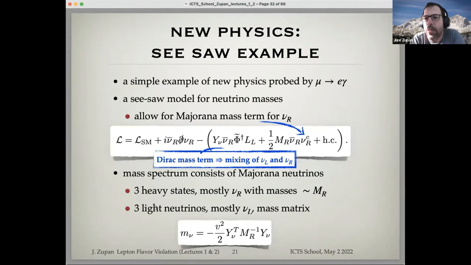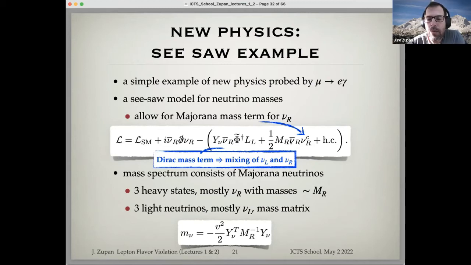Let's look at one example where mu to e gamma would not be so suppressed. We are halfway there already. We'll look at the seesaw model for the neutrino masses. Let's say that we introduce this right-handed neutrino. So we have the SM field content plus the right-handed neutrino, which is the standard model singlet. But instead of demanding that the lepton number is conserved, we allow for any operator that is Lorentz and gauge singlet to be written down.